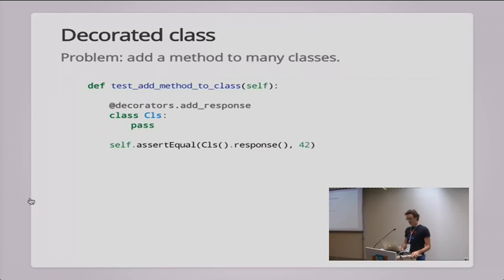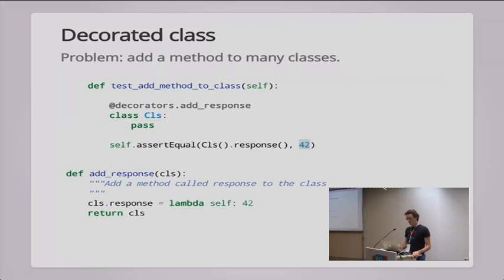This is the test where I have a class which adds a response method, and then when I instantiate this class and I call response, I get the return value I want. So this is the simple way you do it, very clear and simple. You just take the class here, you assign to response an anonymous function which takes self and returns this, and then you return the class itself.